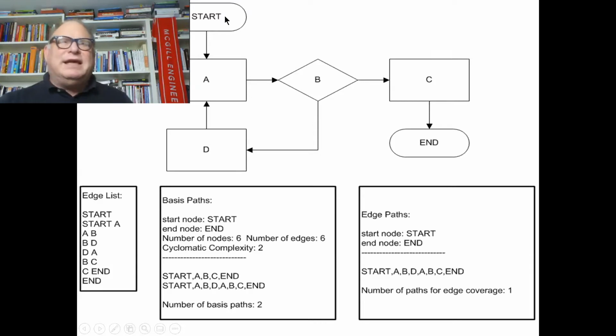And then the first edge goes from start to A, then A to B, B to D, D to A, B to C, C to end, and the last one is start to end, and those are the edges. So the edges are just written on a line, simple text file, name of the start node, name of the end node for each edge. That gives you the edge list.